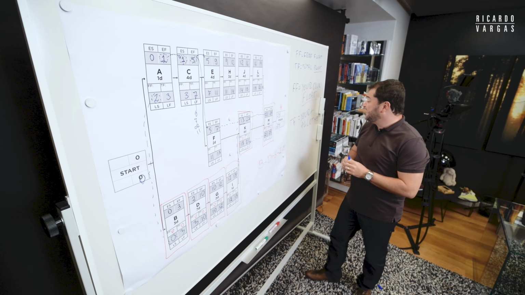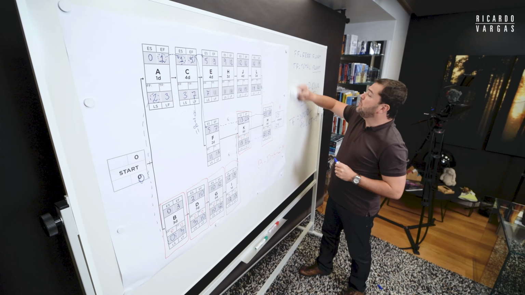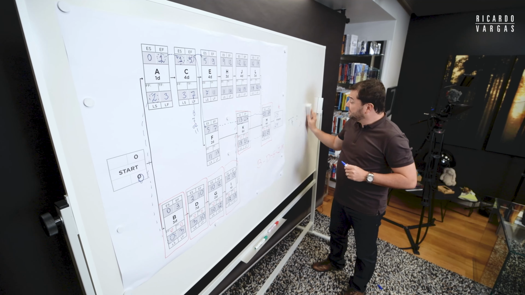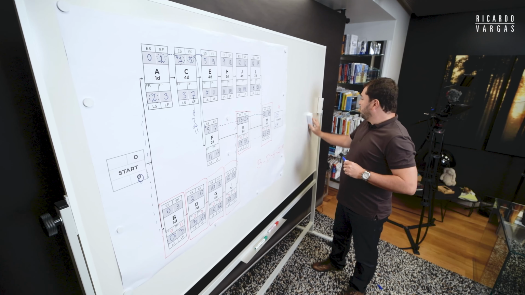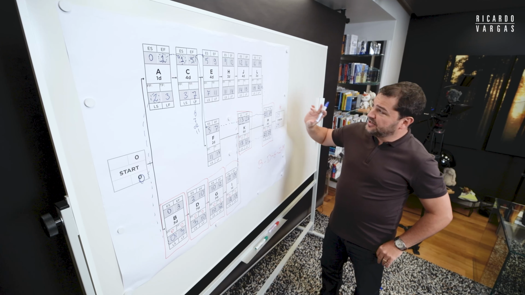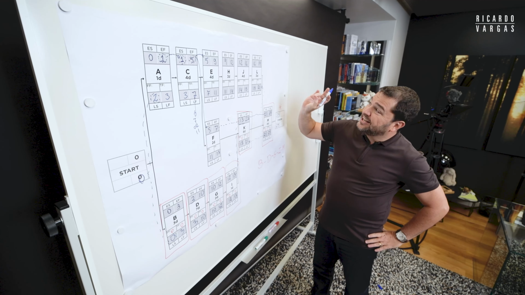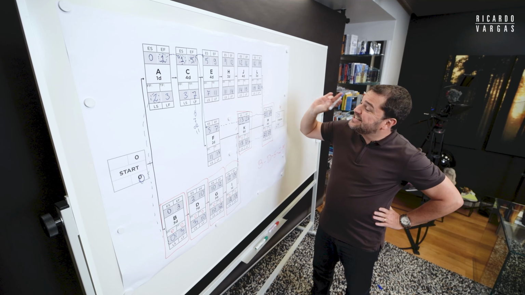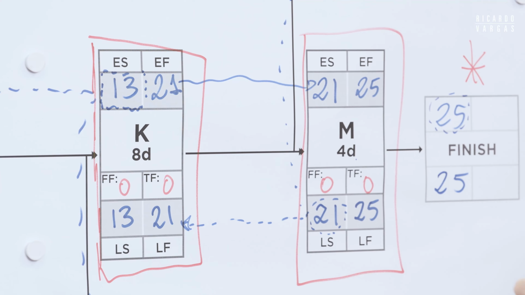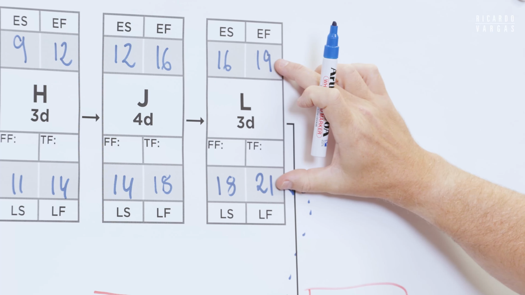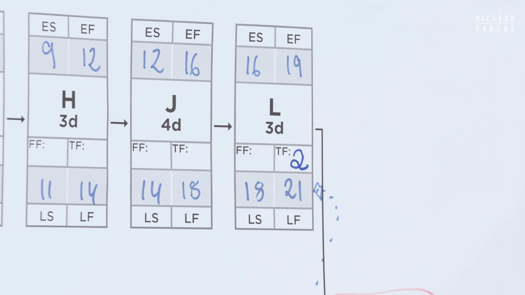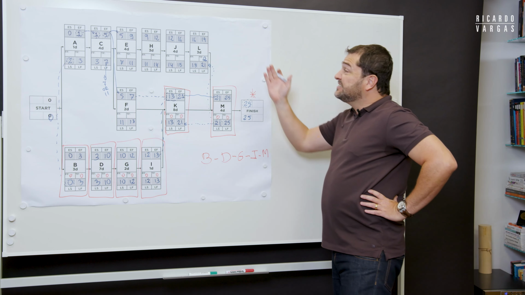First, let's calculate the total float. Now let's only think about the total float. How do we calculate the total float? This is the easiest one to calculate. Basically, we just calculate the amount of float that we have on each single task. 21 minus 21 is 0. This is why I put 0. 21 minus 19 means this has a total float of 2. Means L has a total float.